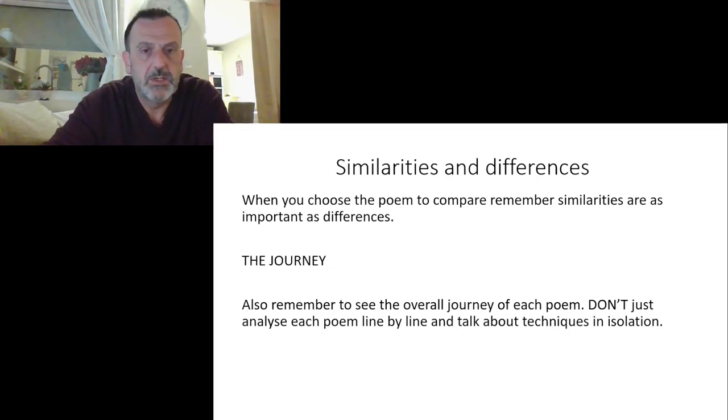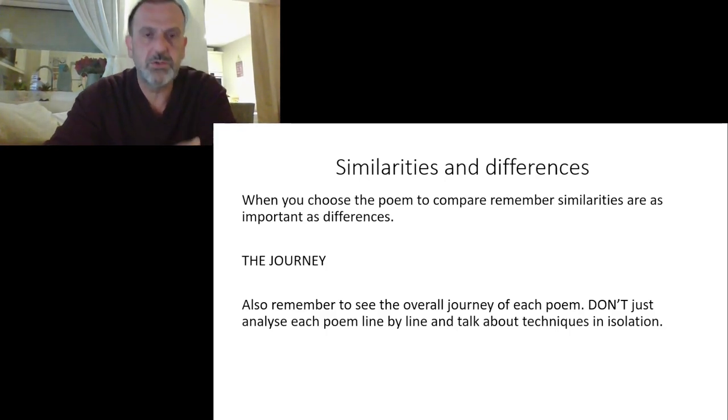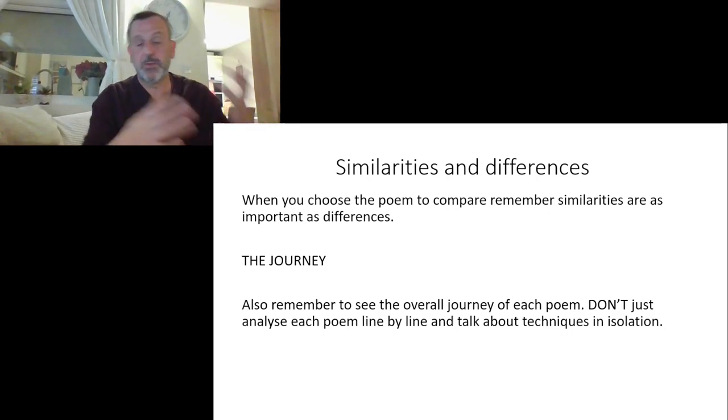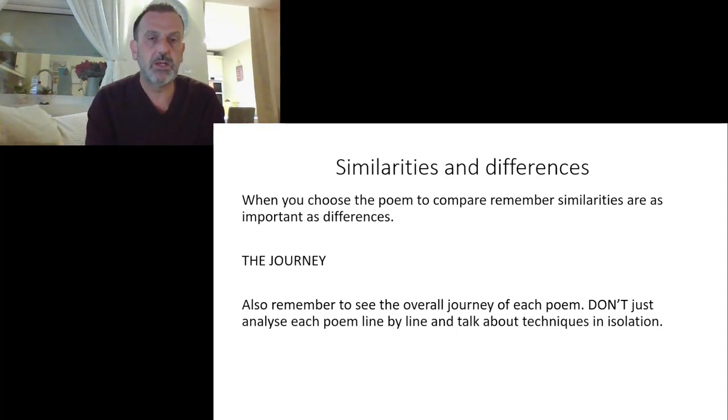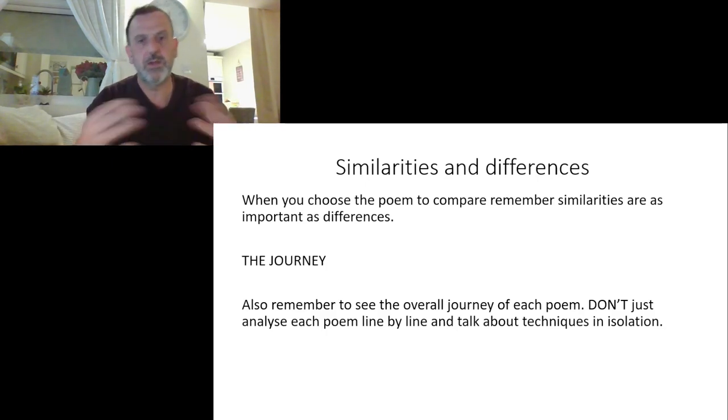The journey, and this is something a lot of students fall into the trap of. Don't just think, I'm going to go through the poem line by line, and every time you reach a technique, you explain, oh, the writer uses this simile for this effect. They are all interlinked, so you need to think about the journey. Why is the start of Ozymandias powerful? Because actually the end of the poem connects back to it and increases it.